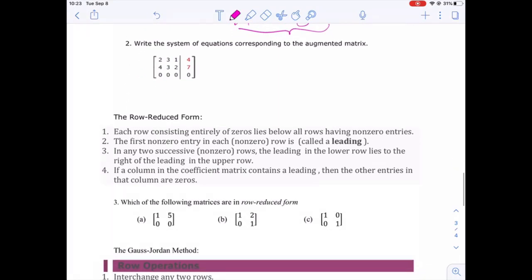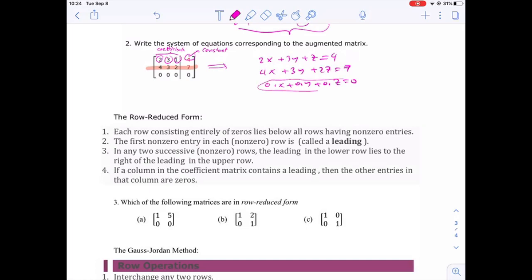Now we want to write this system. If I give you an augmented matrix and I ask you to write the system, what should we do here? We know that those are the coefficients of x, y, and z, and those are the constants. So this is the coefficient of x, this is the coefficient of y, and this is the coefficient of z, equals the constant, which is 4. Then we have 4x plus 3y plus 2z equals 7. That's the second row. And then 0x plus 0y plus 0z equals 0.